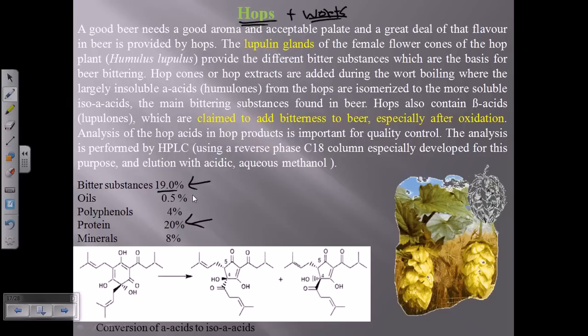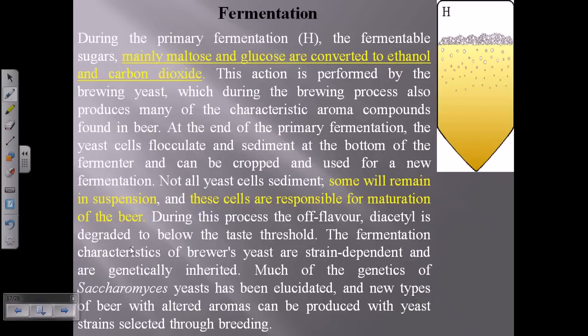So what it does here is convert different amino acids into the iso-amino acid structure. You can see this is the amino acid. It converts the structure into the isoform of that amino acid. So hops are doing all these things, and it is generating the typical bitterness.